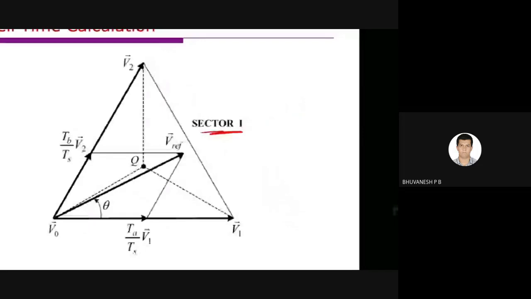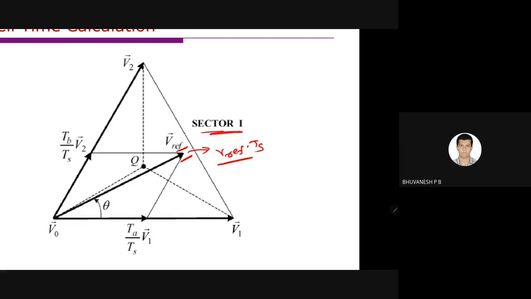So in case of sector 1, this is the voltage, right? We want this V reference into TS. We need a volt-second of V reference into TS, right? So here, this V reference vector, we have to write in terms of V1, V2 and V0. Actually this V0 will not produce any voltage, it simply produces 0 voltage. So this is used only to reduce the switching losses.